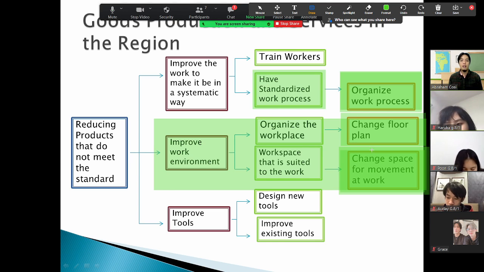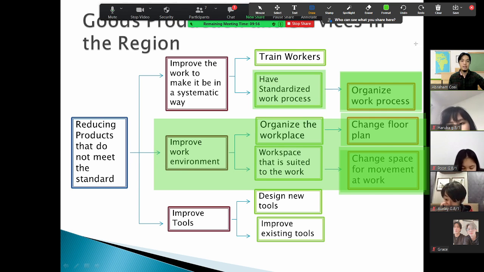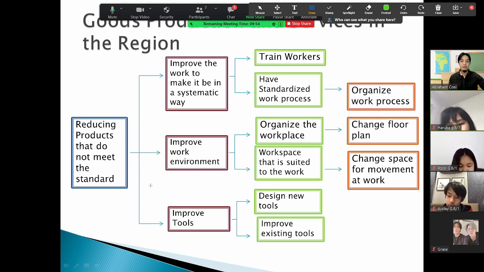Make sure that the workers can move easily. Make sure that the product can also move faster. Of course you will have better production with this, better, faster, and more effective.